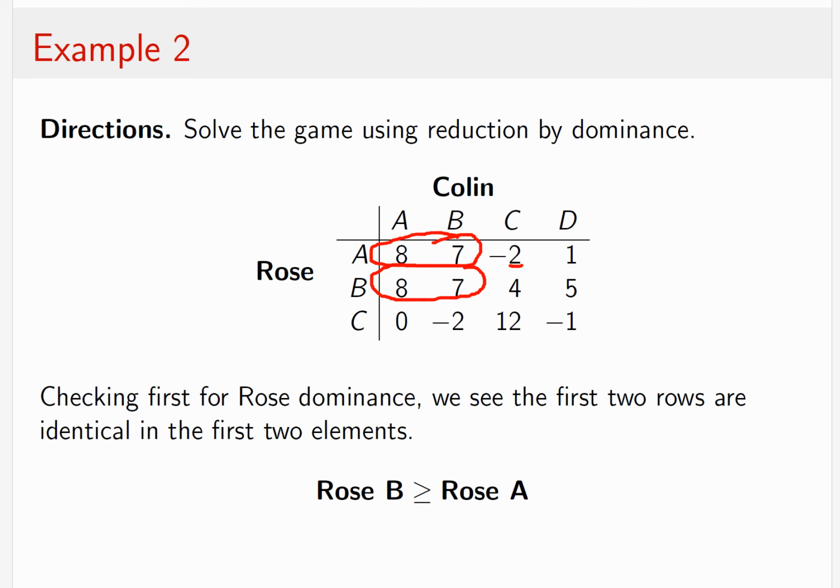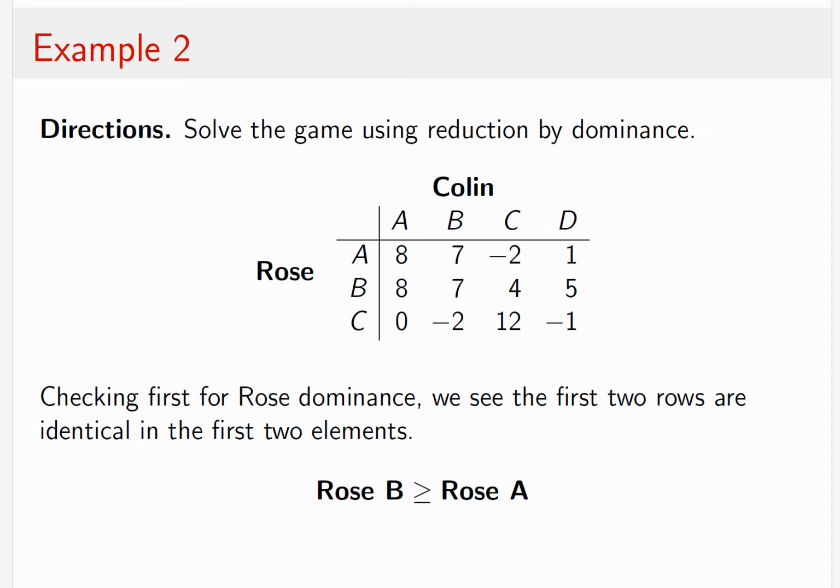And let me get the numbers uncovered so you can see that again. So 8 is greater than or equal to 8, 7 is greater than or equal to 7, 4 is greater than or equal to -2, 5 is greater than or equal to 1. So what does that mean for us? That means that Rose B dominates Rose A, which means we can eliminate it.